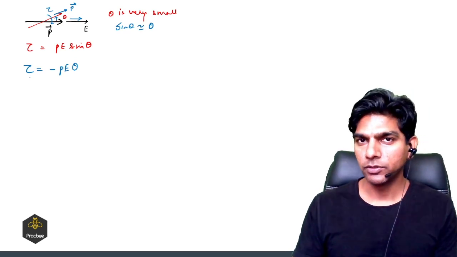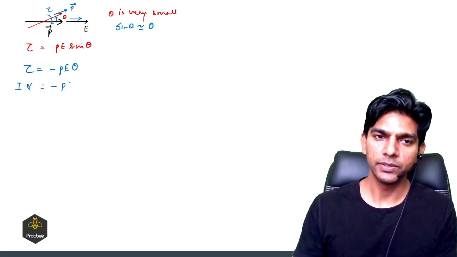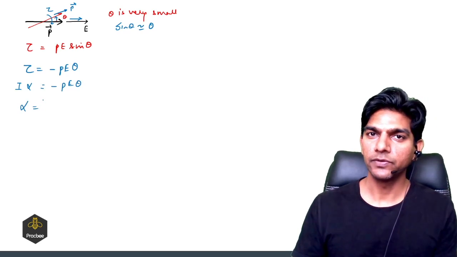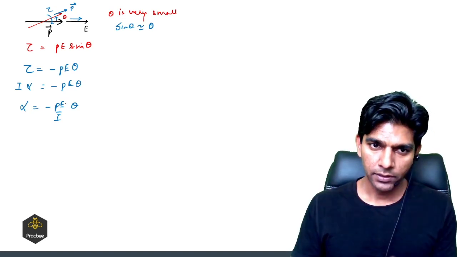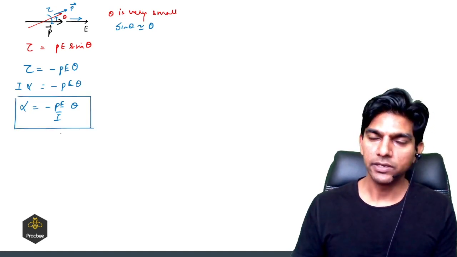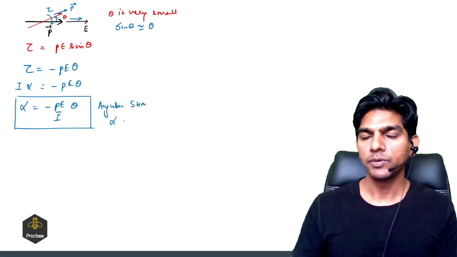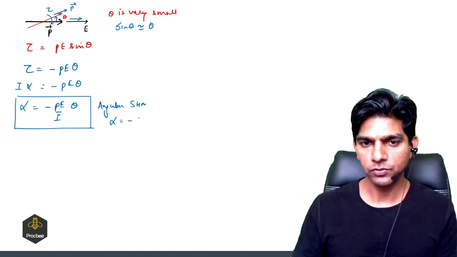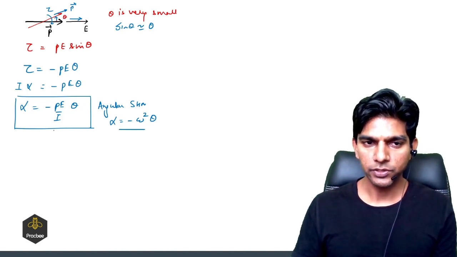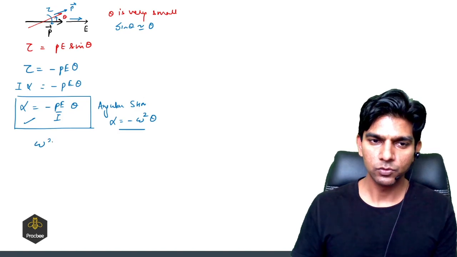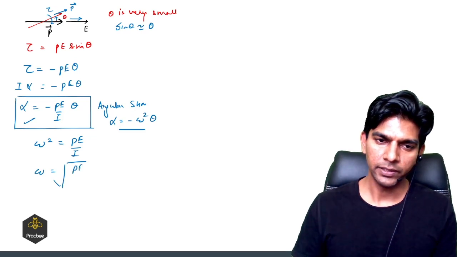And by the rotation about fixed axis concept, we can say torque can be written as I alpha. So I alpha will be minus PE theta. From here we can say alpha, the angular acceleration, will be minus PE by I times theta. Now this equation is an equation of angular SHM. According to angular SHM, alpha is directly proportional to the angular displacement, so alpha equals minus omega square theta. So the constant of proportionality is omega square. Now if I compare this equation with this equation, I can say omega square is PE by I, and omega will be square root of PE by I.